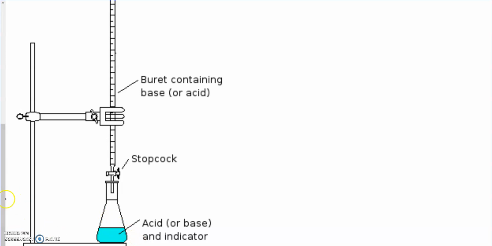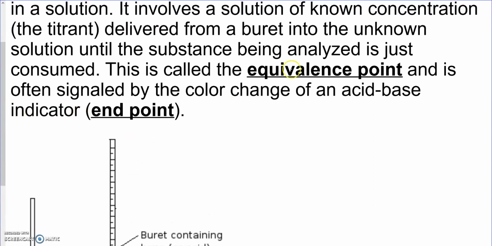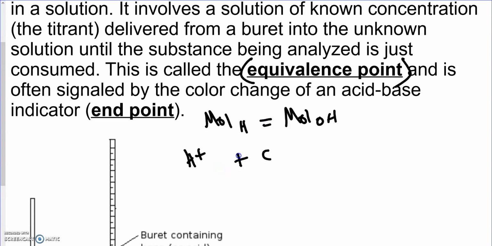That color change is called the end point of the titration. It's when the indicator changes colors. This, ideally, if we do this correctly, is called the equivalence point. And the equivalence point is when the moles of the acid equal the moles of the base. And in reality, it's the moles of the hydronium ion equals the moles of the hydroxide ion. Because in a titration reaction, essentially what's happening is we have an acid reacting with a base to form water.